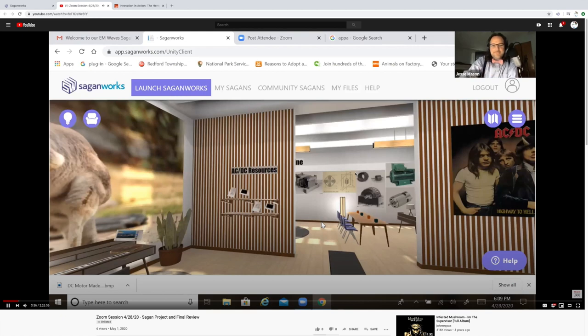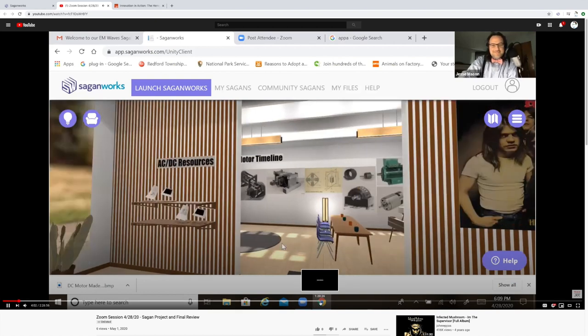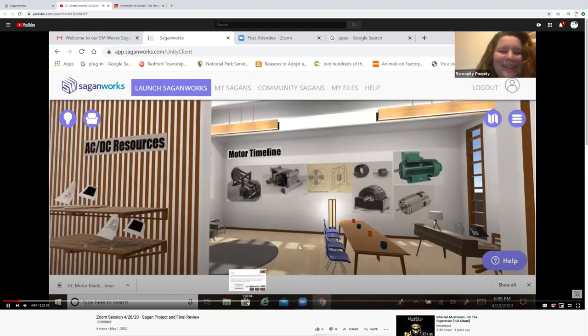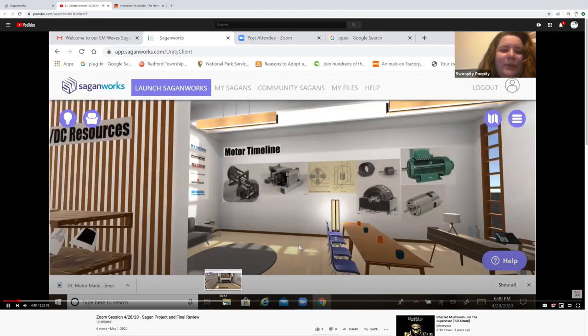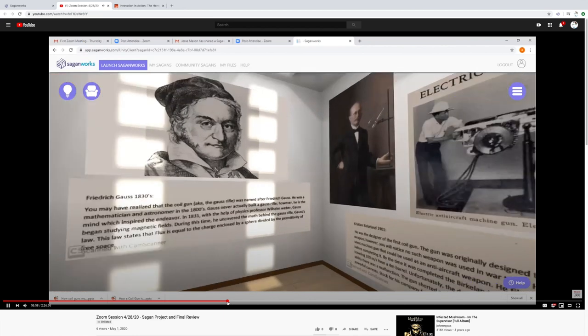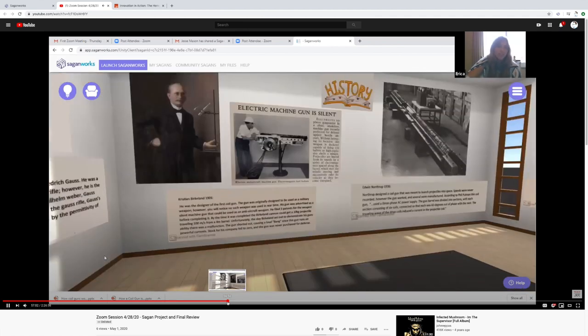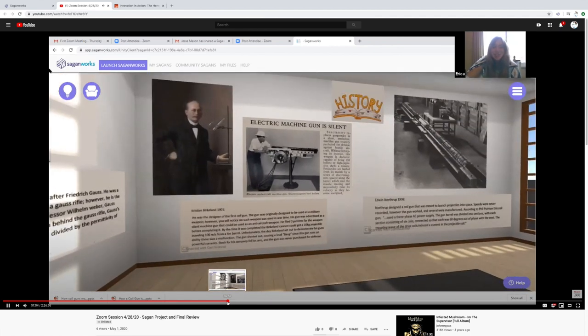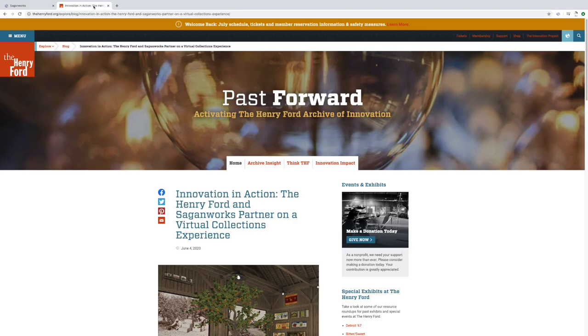Originally, groups of students were supposed to construct electric devices and present them to the class. You know, the classic physics project. But, of course, they couldn't get together in person for the project, so instead, they collaborated virtually using Saganworks' browser-based builder and constructed these cool educational exhibits to explain the history and physics of their devices. And then they gave guided tours to the whole class over Zoom. It was awesome!